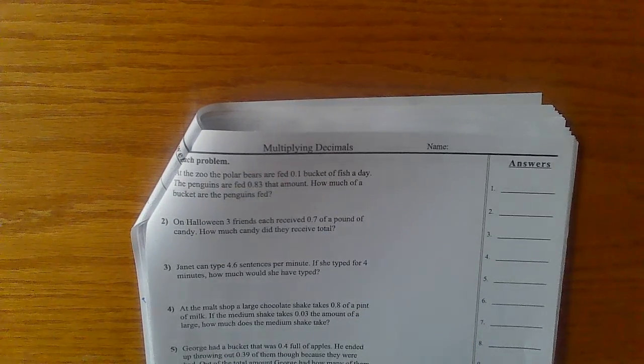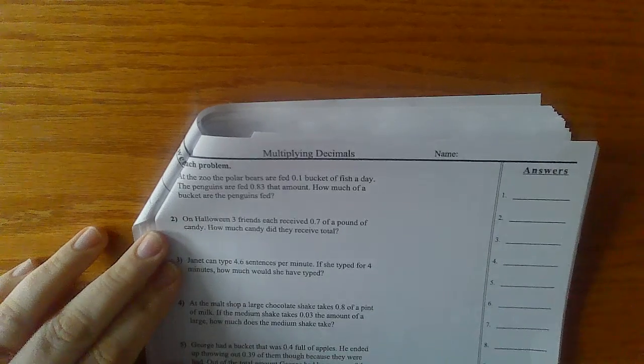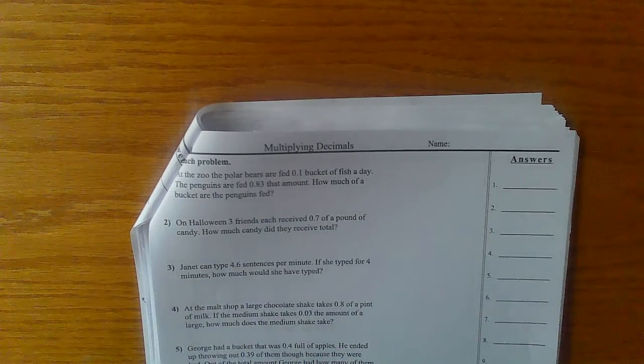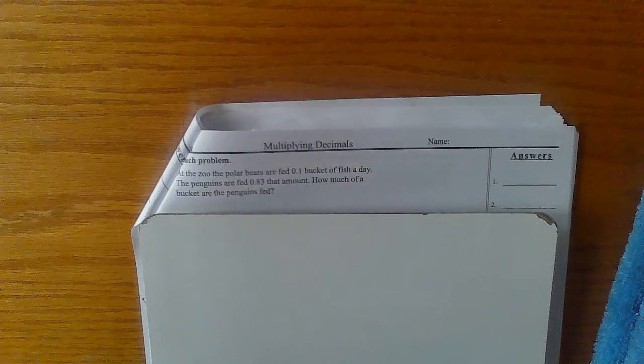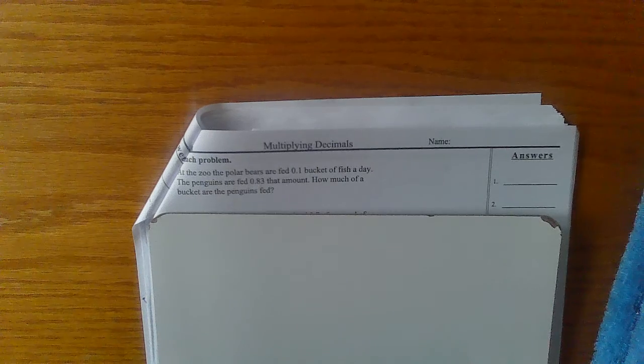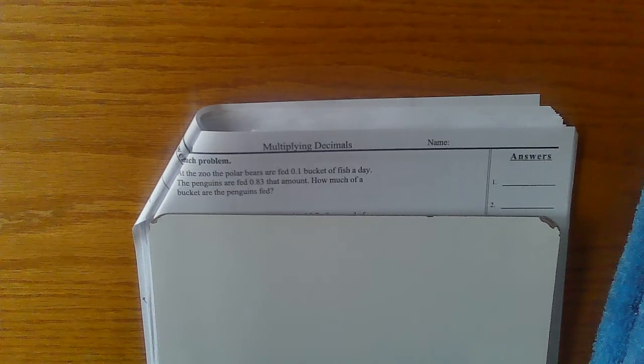All right, I'm going to be going over the multiplying decimals homework. We have number 1. At the zoo, the polar bears are fed 1/10 of a bucket of fish a day. The penguins are fed 83 hundredths that amount. How much of a bucket are the penguins fed?